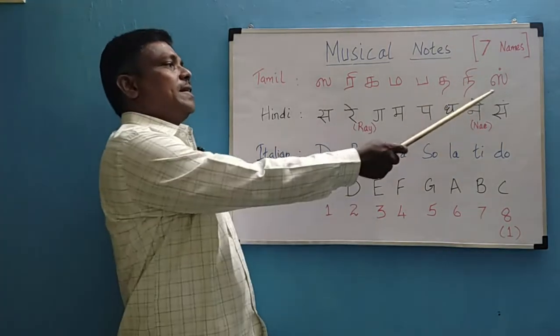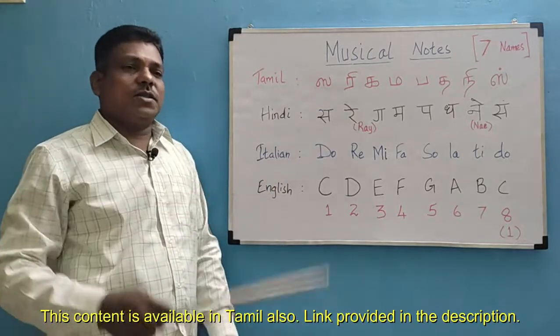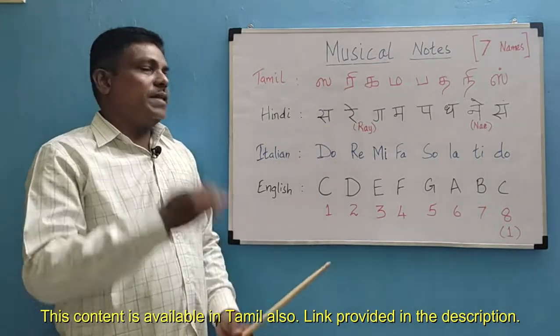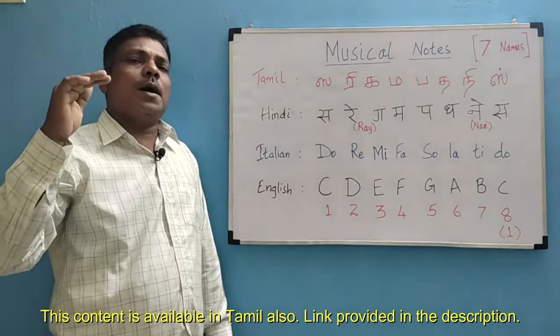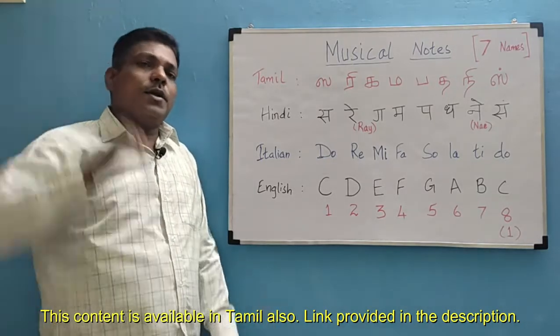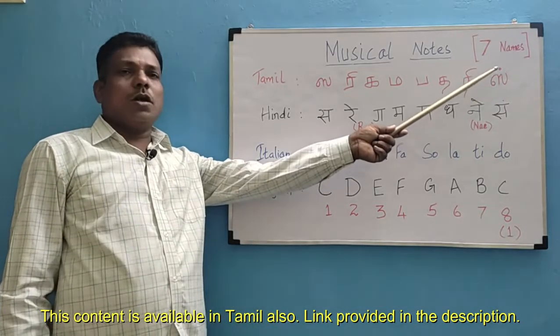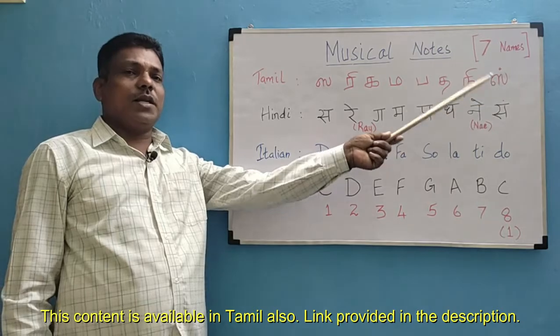The last letter is also Sa only, but as it is high Sa, once the notes move higher and higher, the pitch rises higher and higher. Sa, Ri, Ga, Ma, Pa, Da, Ni, Sa. So it is high Sa, so they have placed a dot on the top of that Sa. No need to pronounce it differently. It is only Sa.